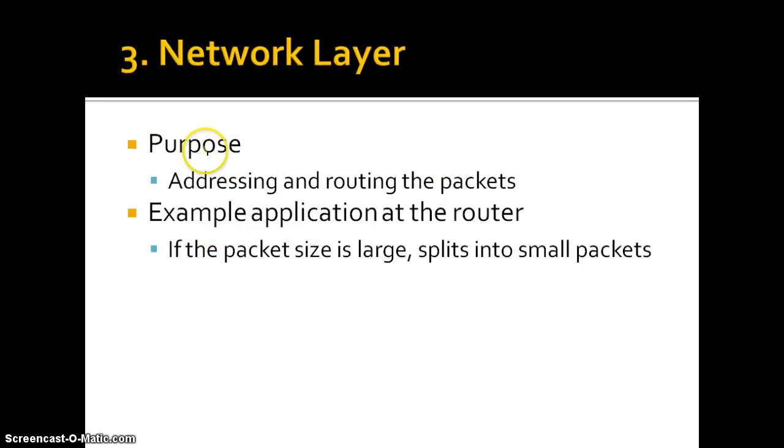The purpose of the network layer, as can be seen in this slide, is addressing and routing of the packets. That is, how the data will travel, and the routing of the data within the layer. The example application is at the router. If the packet is very large, it will be split into very small packets so that the routing becomes easy.